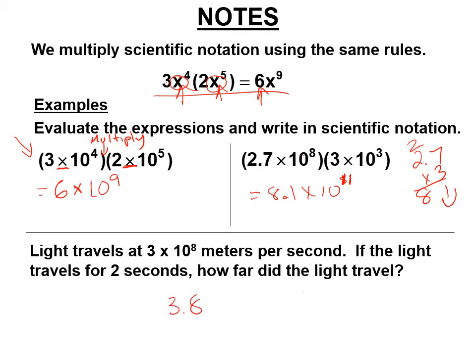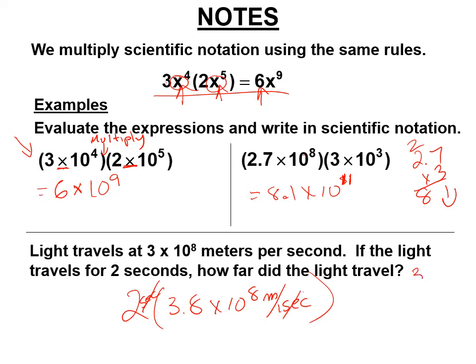So if you have 3 times 10 to the 8th, and if light travels, that's meters for 1 second. That's what meters per second means. So if we multiply that by 2, we would get the distance, right, for 2 seconds. These seconds cancel out, and you would get the distance it travels in 2 seconds.